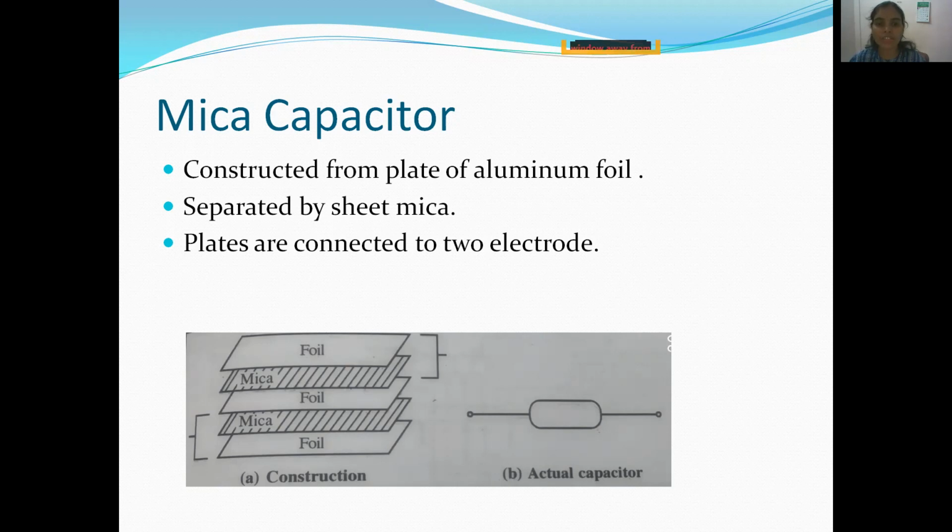The mica sheet placed between the metal sheets acts as a dielectric that opposes the flow of electric current, and the copper or aluminum sheets act as electrodes.